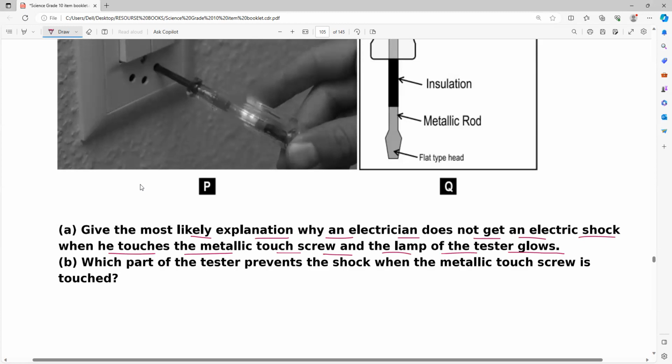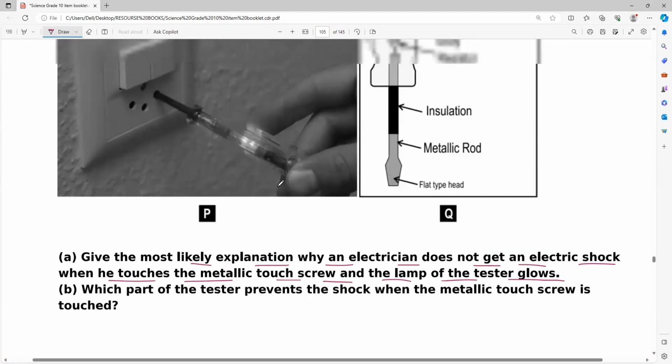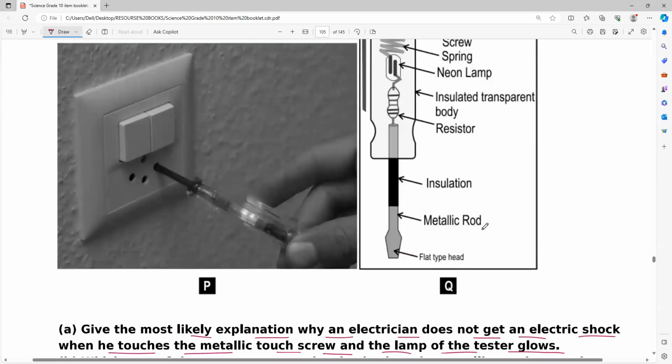So that is the first question. Anybody? Now, the metallic rod, one end, the flat type head, has been kept into the socket. So current is moving and coming, and here the bulb is there. So it is glowing. And of course, at the last, we are having a metallic cap.